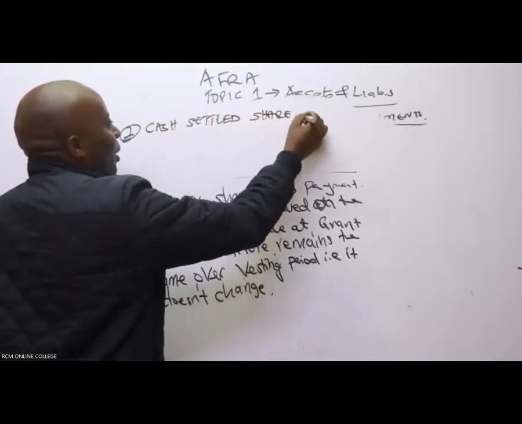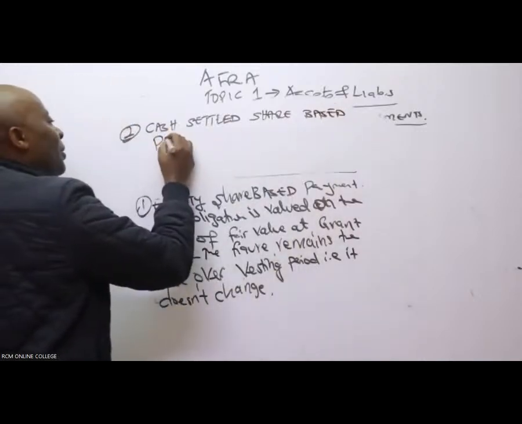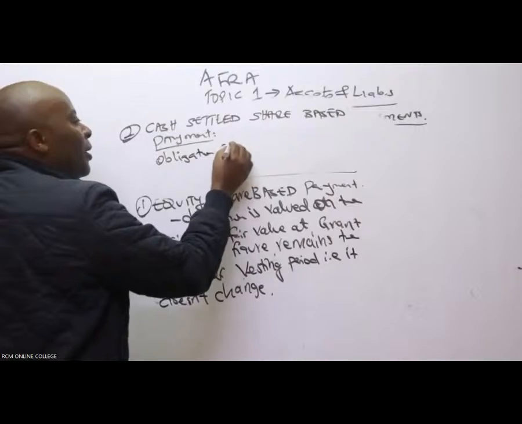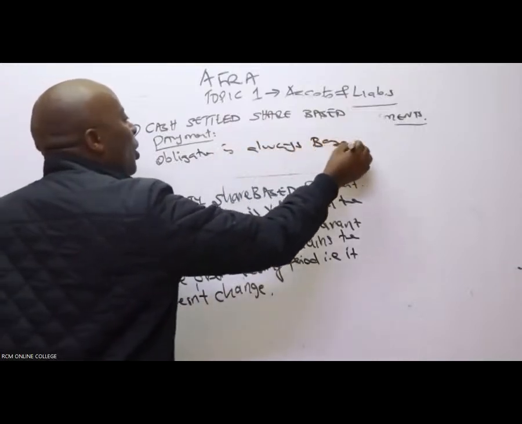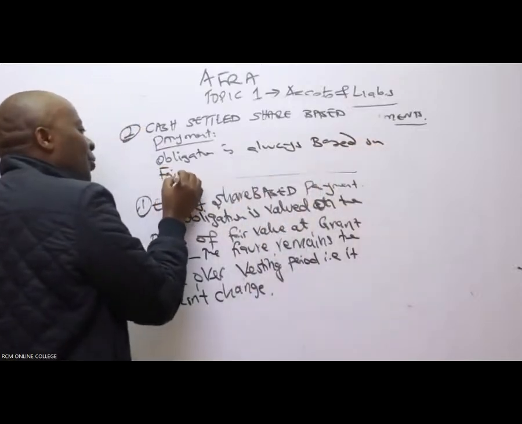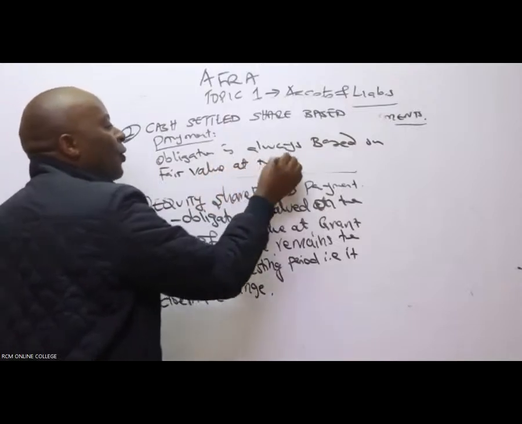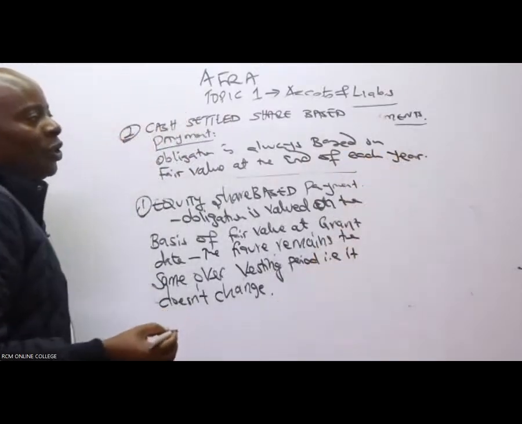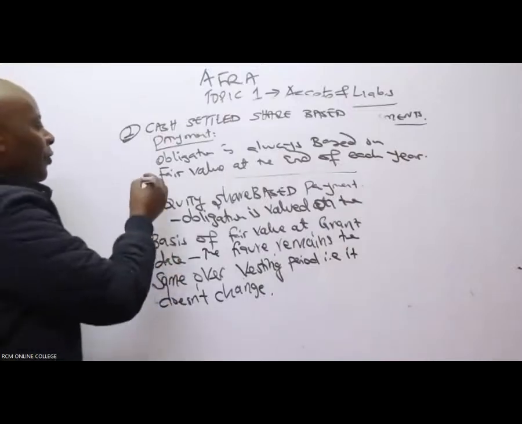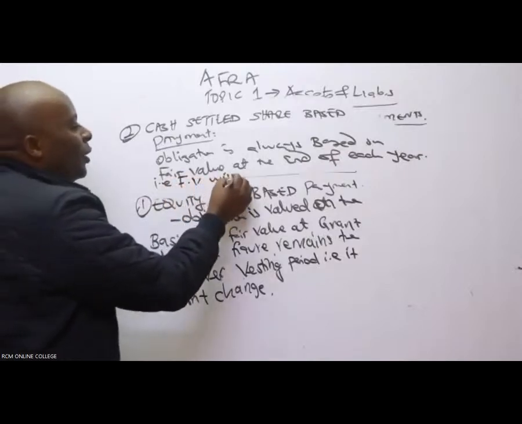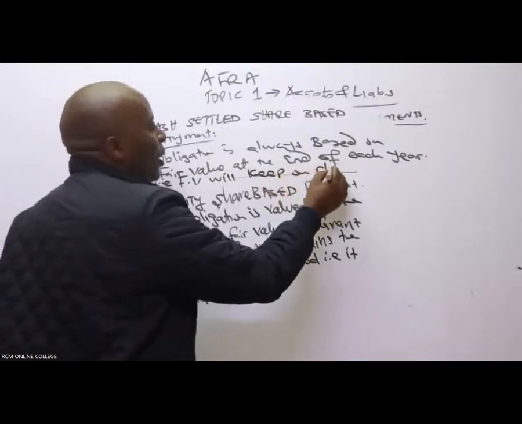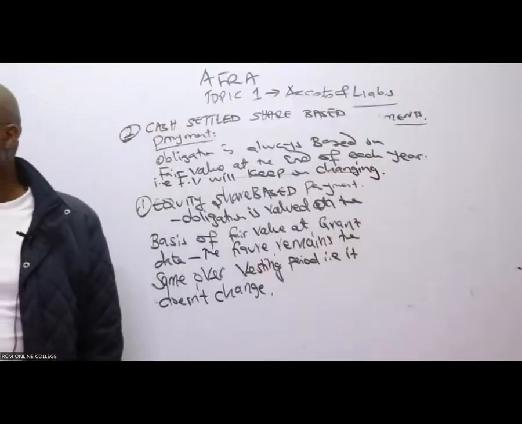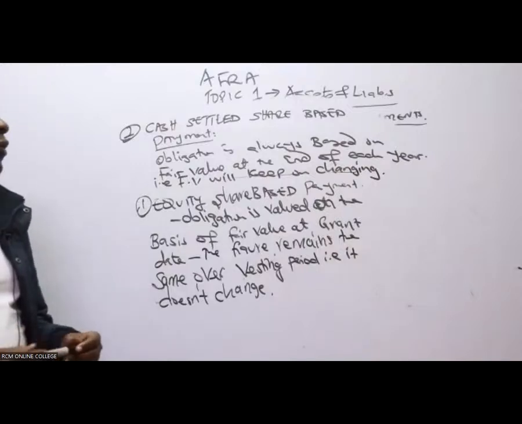So for cash settled share-based payment, the obligation is always based on fair value at the end of each year, i.e. the fair value will keep on changing. The fair value will keep on changing.